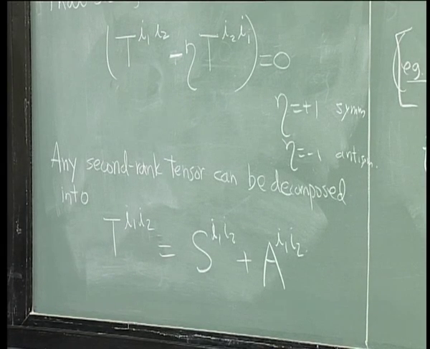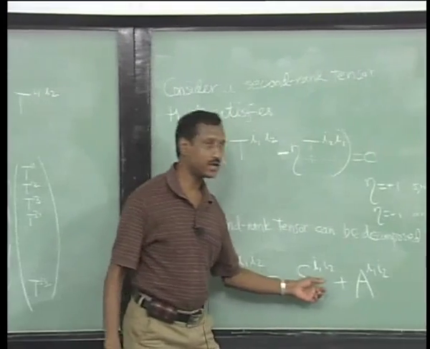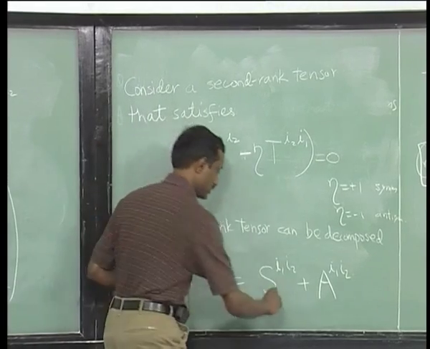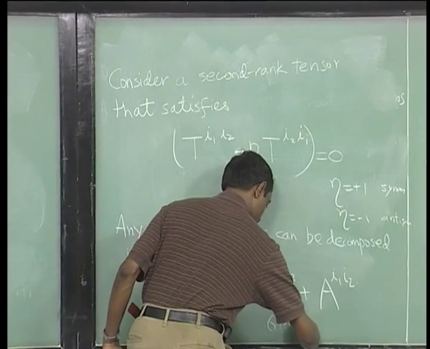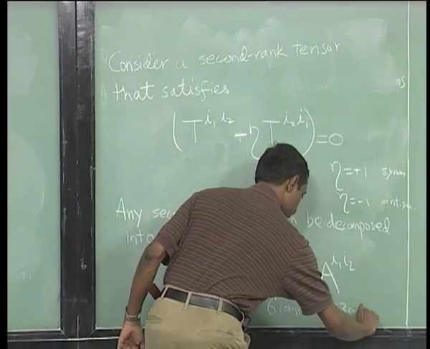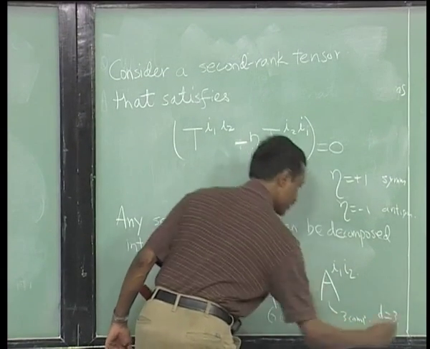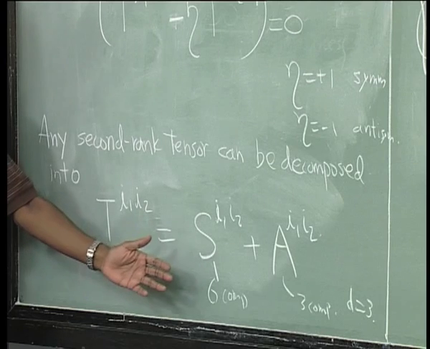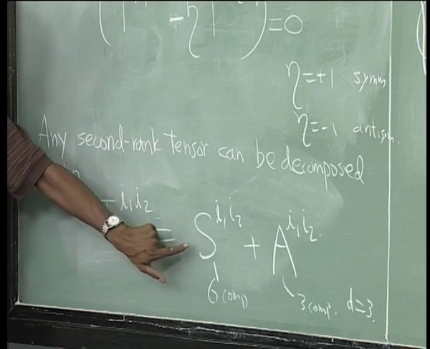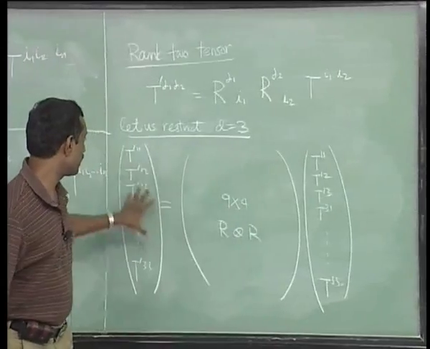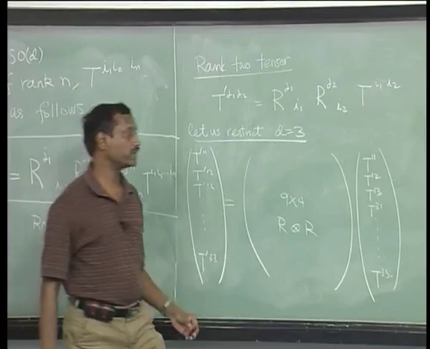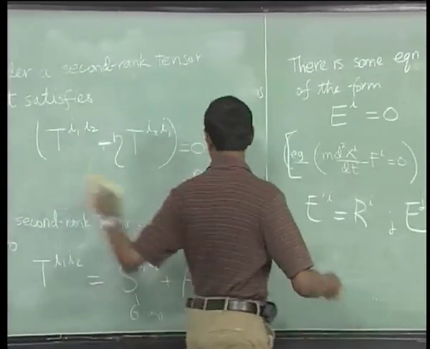Okay. If we take this 9 by 9 example, how many symmetric components would we have? 3 into 4 by 2, 6 components. This will have 6 components and this will have 3 components for D equal to 3. And the most important thing is that this decomposition continues to hold. If it is symmetric under rotations, the symmetric part will never mix with the antisymmetric part under rotations or SOD transformations.